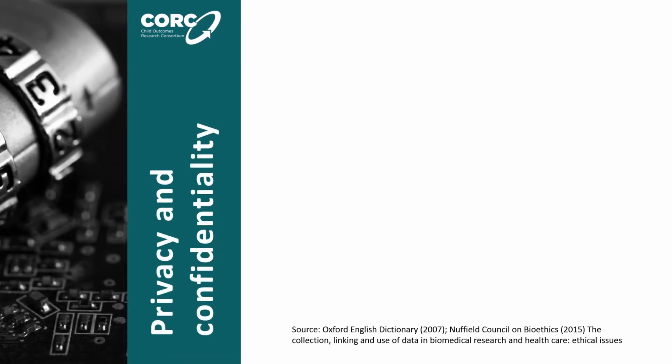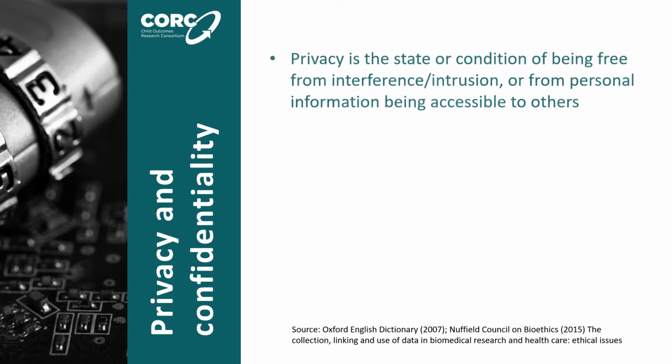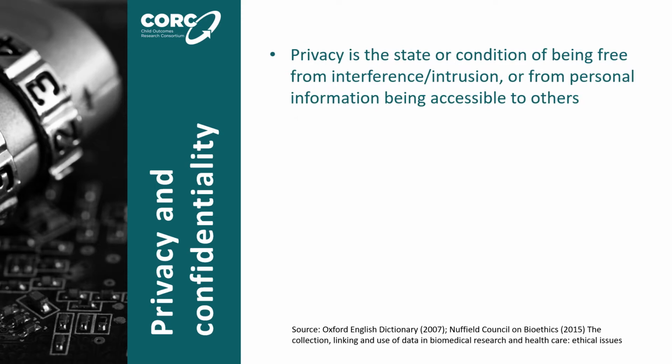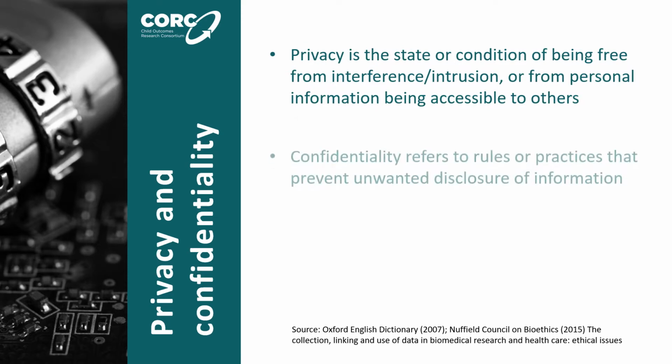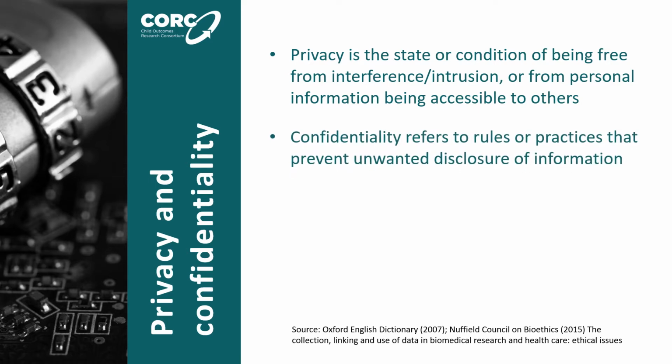Privacy and confidentiality are important concepts in relation to data sharing. Although the terms are sometimes used interchangeably, it can be useful to disaggregate their separate meanings. Privacy refers to a person's freedom from interference or intrusion in their activities or information. Confidentiality relates to the rules or practices that prevent unwanted disclosure of information. In this sense, confidentiality can be thought of as one of the principles that helps to achieve privacy.